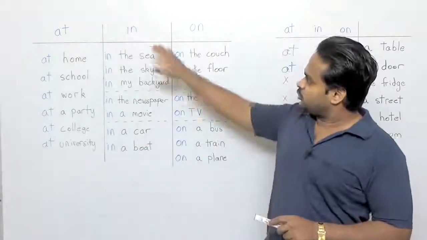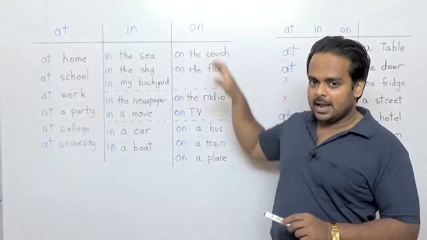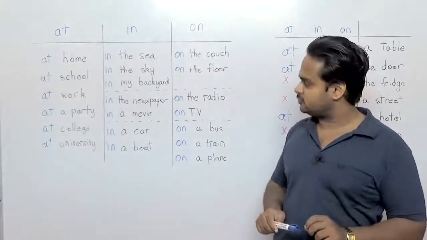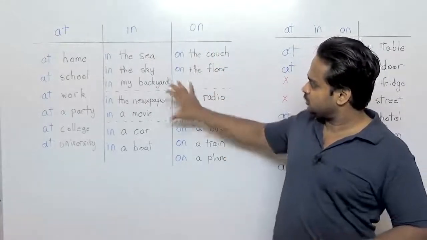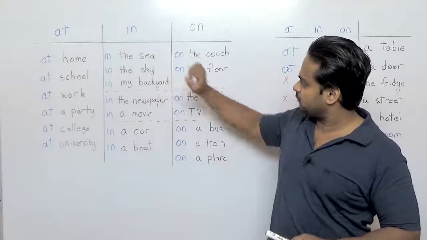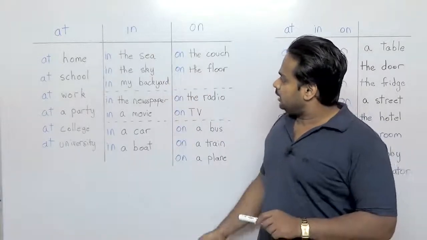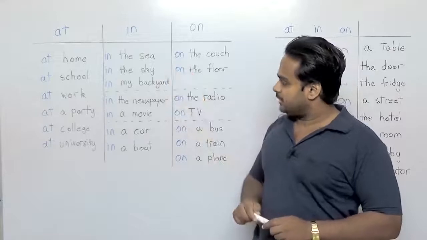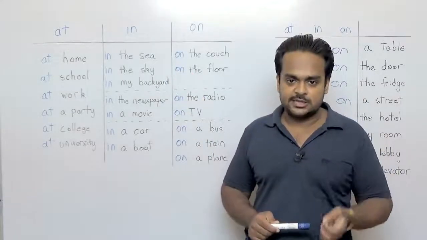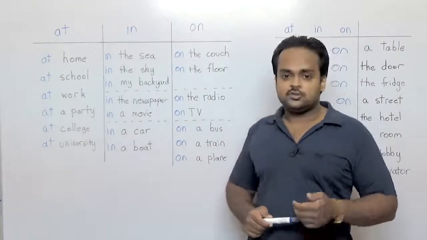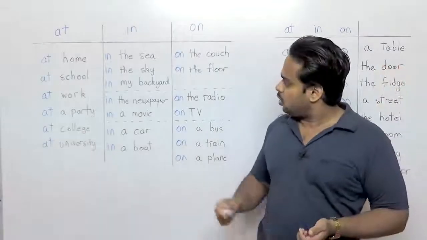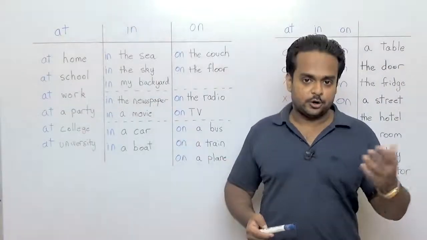Okay, let's now talk about in and on, and there are some tricky expressions here. You'll see that I've divided these into 3 sections. Let's look at the first section. These are some common expressions with in. We talk about fish in the sea, clouds in the sky. You might have a swimming pool in your backyard.